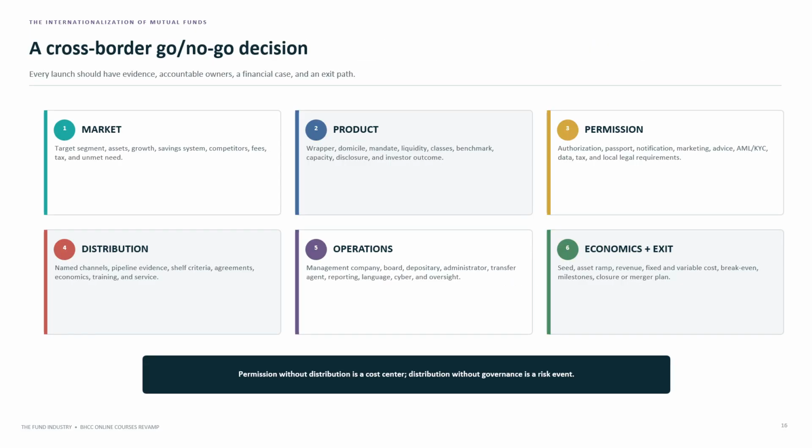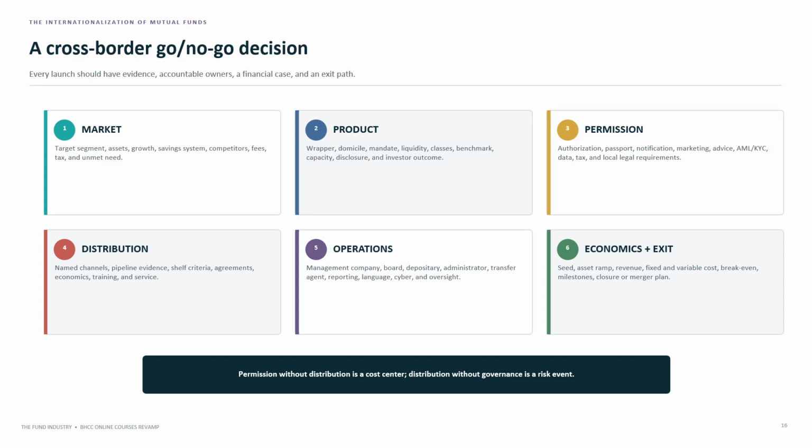A cross-border go or no-go decision should require evidence in 6 areas. First, market. Define the target segment, saving system, assets growth, competitors, fees, tax, and unmet need. Second, product. Confirm the wrapper, domicile, mandate, liquidity, share classes, benchmark, capacity, disclosure, and intended investor outcome.